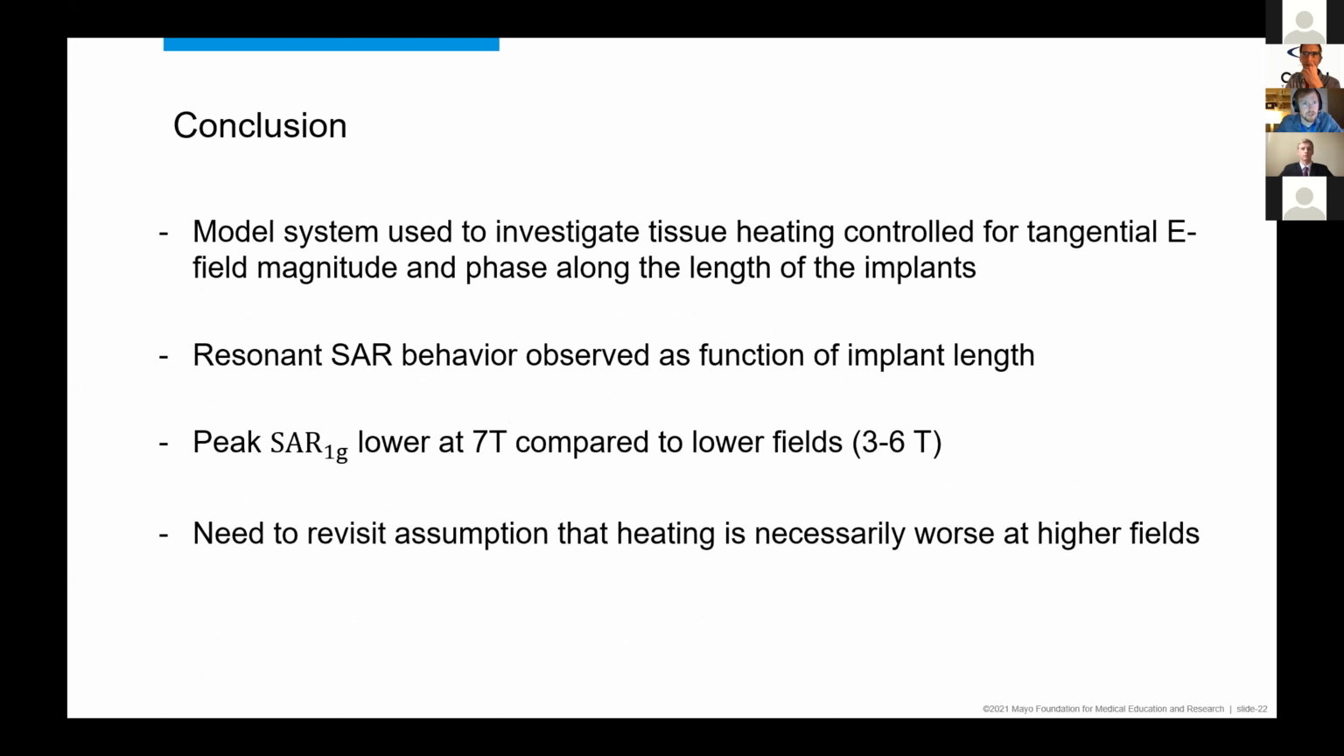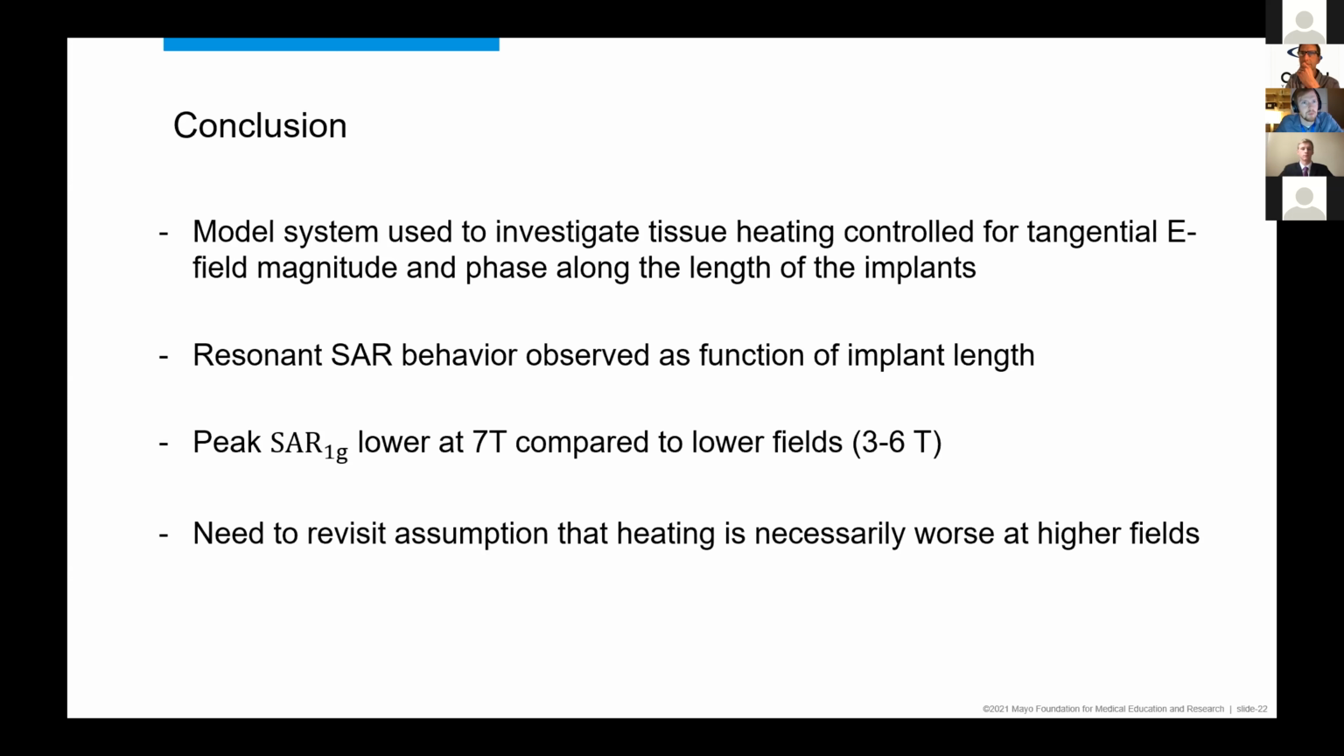So kind of good to go into conclusion and kind of sum up the results here. We aimed to have a model system to investigate the tissue heating controlling for tangential E-field magnitude and phase along the length of all of our implants simulated. What we saw is an expected resonant SAR behavior observed as a function of the implant length itself. And we also saw that the peak 1 gram SAR was lower at 7 Tesla compared to lower field strengths when normalized for background B1 plus magnitude.